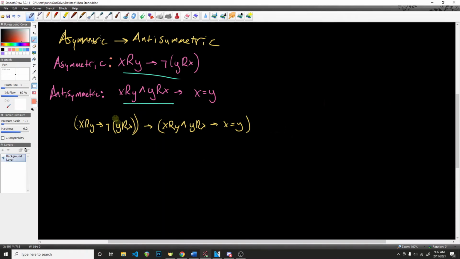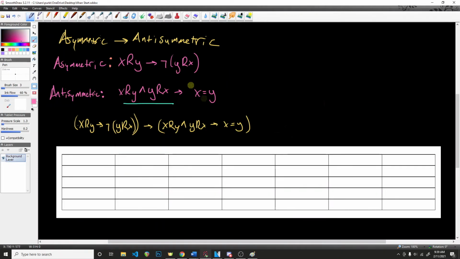Now, I'm sure there's many ways to prove this. I'm going to use a truth table, though, because I think if you look at the components that we have, it makes sense to do a truth table. We have xry here, and we have xry here. We have yrx here, we have yrx here. We don't really know the truth value of x is equal to y, but when we put it all together, you'll see that it doesn't really matter. So I'm going to try to do a truth table down here. I don't know how much room I'm going to have, but we'll see.